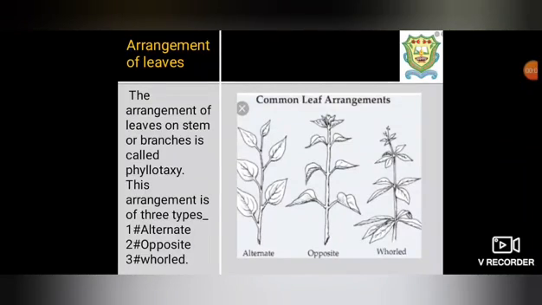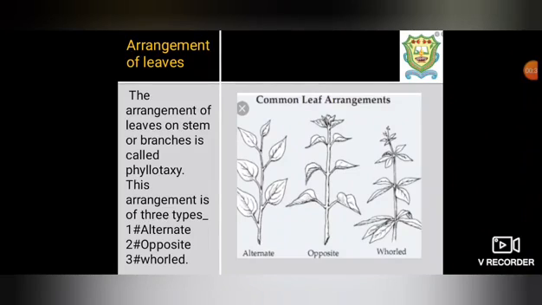Now we can learn about the arrangement of leaves. The arrangement of leaves on stem or branches is called phyllotaxy. This prevents overlapping amongst the leaves so that each and every leaf may get sufficient amount of sunlight. This leaf arrangement is of the following types: first, alternate, second, opposite, and third, whorl.